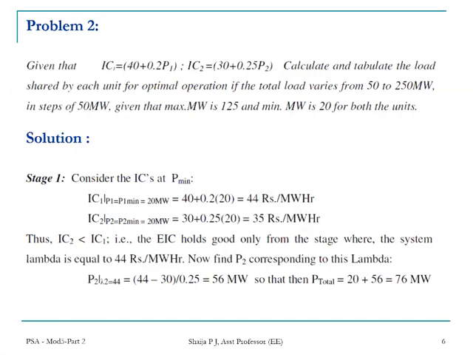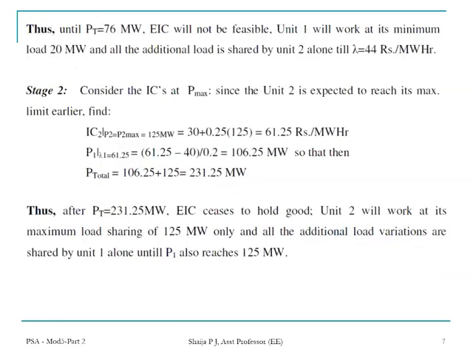Clear? Because below system lambda 44, it is very economical to operate the generating station P2 at its maximum operating condition, because it has an IC2 lower than the minimum value of IC1. Okay, so that is the first step or first stage.